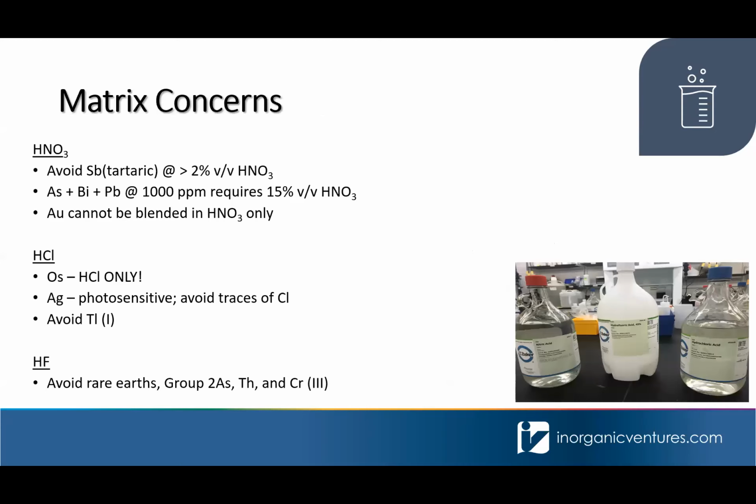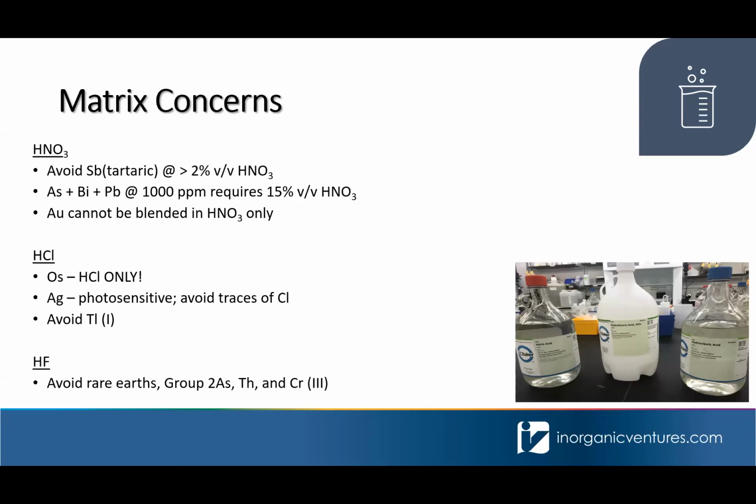Okay, so now we need to talk about matrix. So the most commonly used matrix components are the mineral acids. So we have nitric acid, we have hydrochloric acid, and we also use hydrofluoric acid. So the combination of elements and concentration influences the matrix selection for stable CRMs. So this slide talks about the limitations for each of those matrix types.